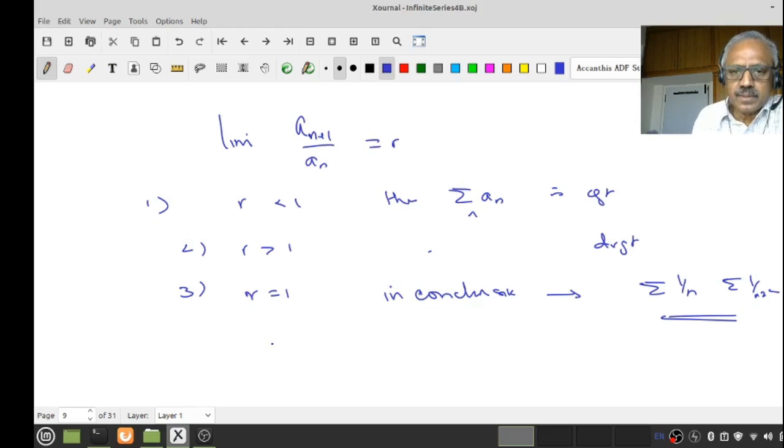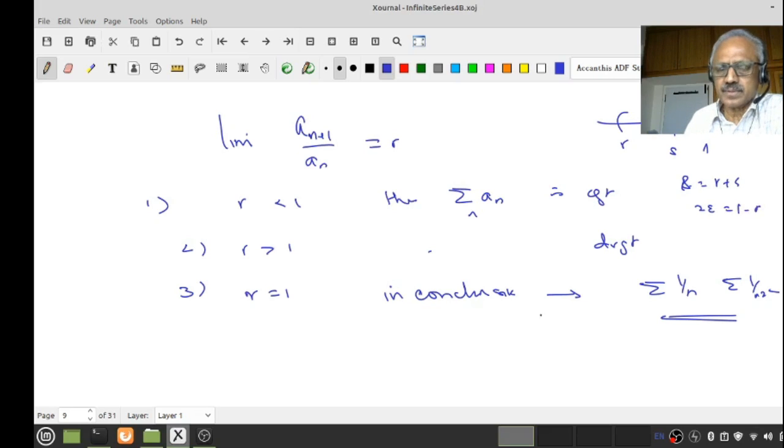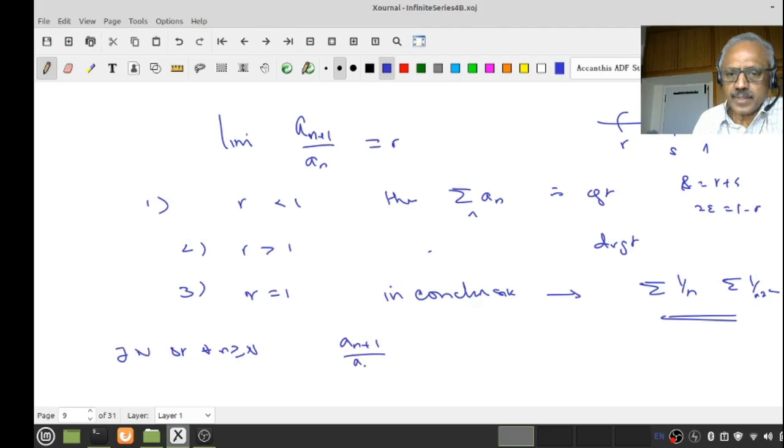And here this is very easy, exactly the same. See, if r is less than 1, choose an s, where s equals r plus epsilon, where 2 epsilon is 1 minus r. Exactly the same. Therefore there is N so that for all n greater than or equal to N, a_(n+1) by a_n lies in the interval from r minus epsilon to r plus epsilon. Are you following?